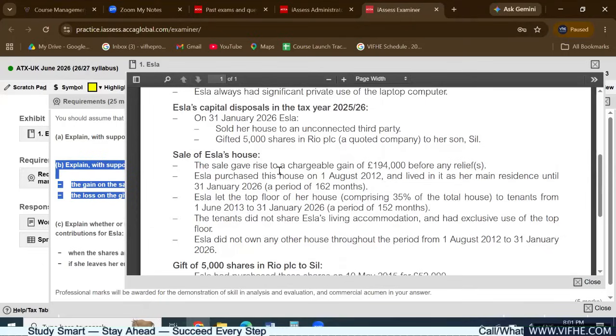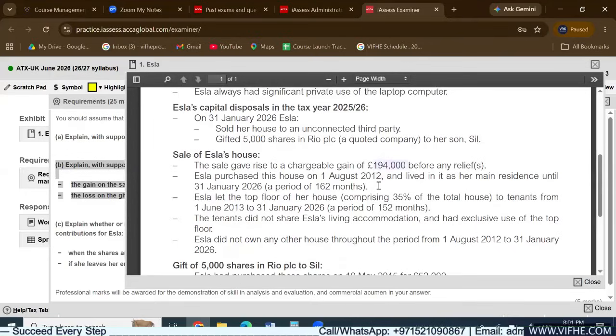So first of all, we need to consider the implication related to her house. The gain is already there. It is £194,000, but this was her main residence. And whensoever the main residence is sold, we need to see if PPR, the principal private residence relief, is available. The private residence relief is dependent upon the number of months relevant to the period of occupation.